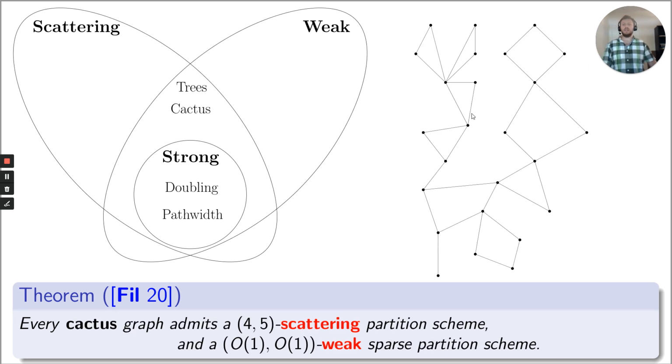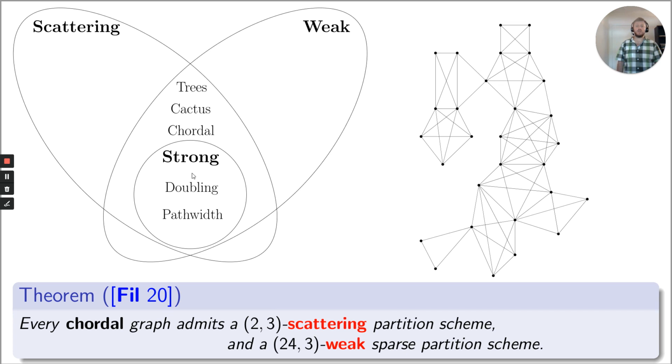The next family is cactus graphs. So this is, in a sense, a tree of cycles. This is kind of a weak version, I guess, of outerplanar graphs. And we get good scattering and weak partitions. However, they contain trees, so they don't have good strong sparse partitions.